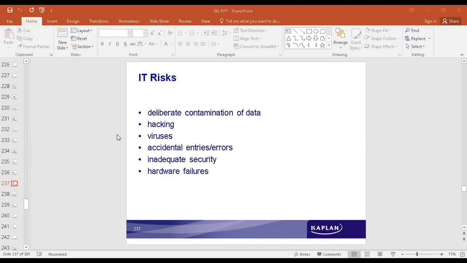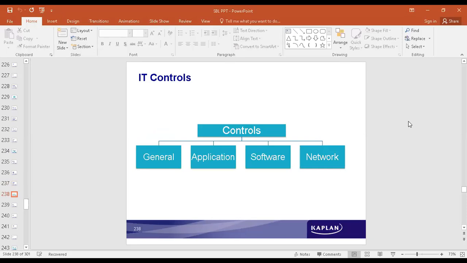So restricting access to them, and then taking care of the proper security of the systems. If there are inadequate security measures, then that is a risk. And then there is always a damage risk present in terms of the hardware failing. Okay, what are the different controls? We've done that in detail.